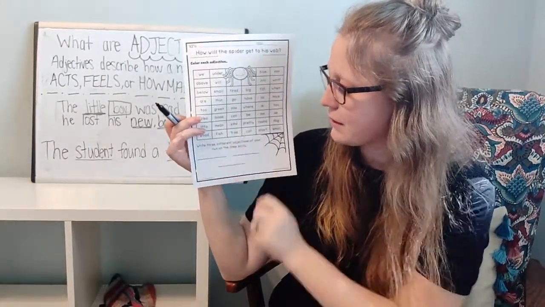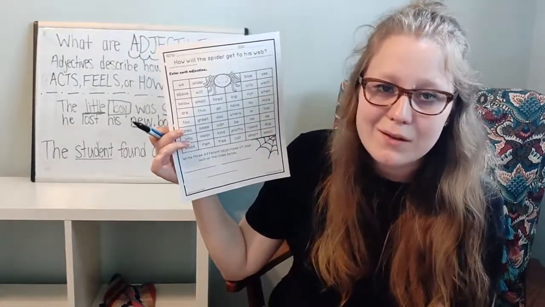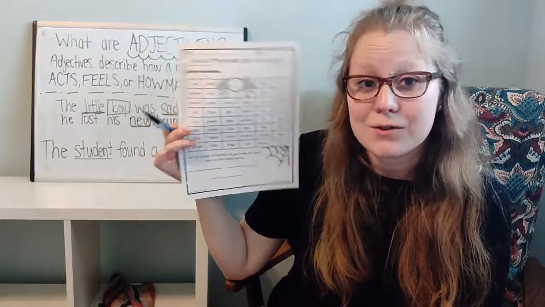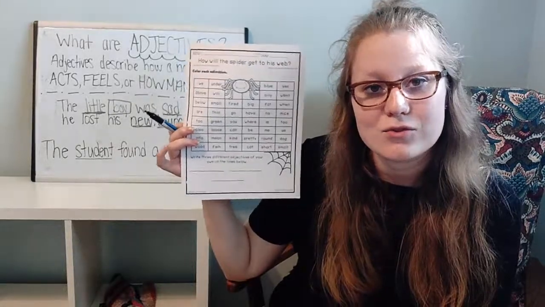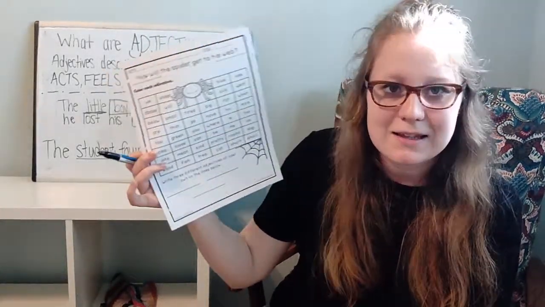Then at the very bottom here, you can write 3 adjectives of your own, 3 different ones you can think of on the bottom. This is extra work. I don't need to see it again, but if you have extra time and you feel like doing this activity, it is there for you.